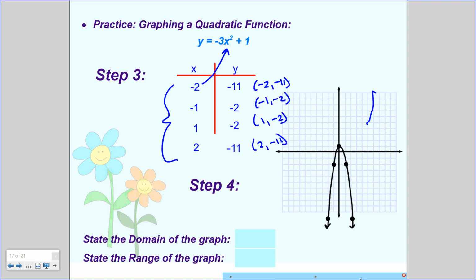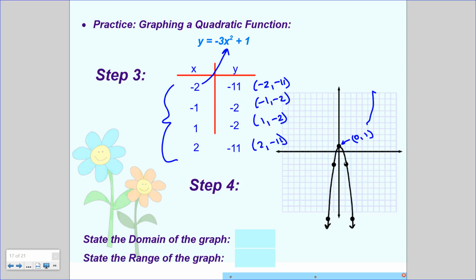Okay, we're going to graph those different points. So we are able to now connect them. You can see this is a slightly more narrow parabola. We'll get into the details of how to tell when it's going to be narrow or wide later. But this is a narrower parabola opening down, and the vertex was that point 0, 1.